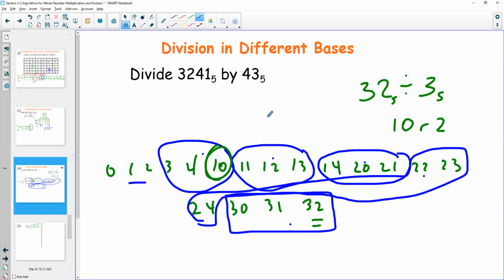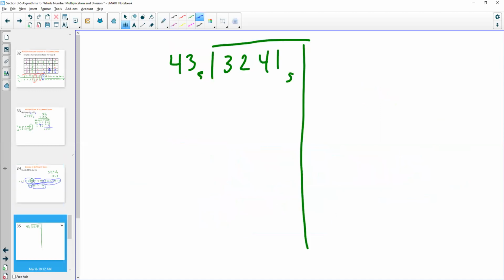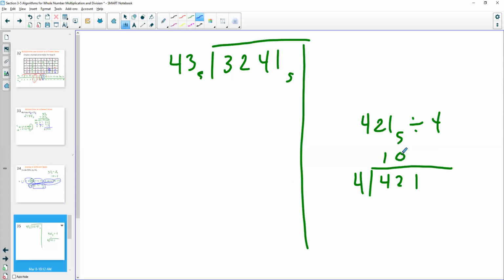Let's do one other short one. So instead of doing this, let's do something like 421 in base 5 divided by 4. Okay, so how could we do this? Well, we could use our short division skills. I know 4 goes into 4 once, right? 4 doesn't go into 2, so that's a 0. Does 4 go into 21?